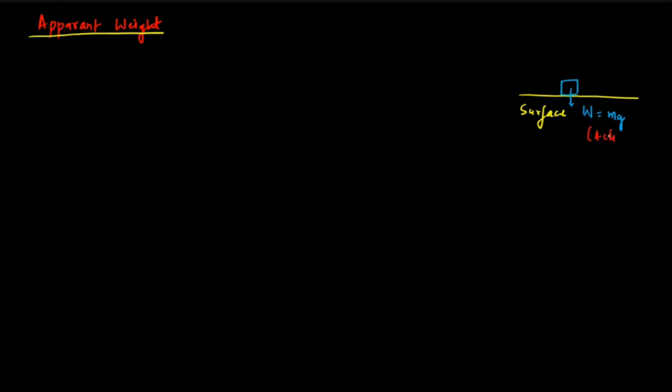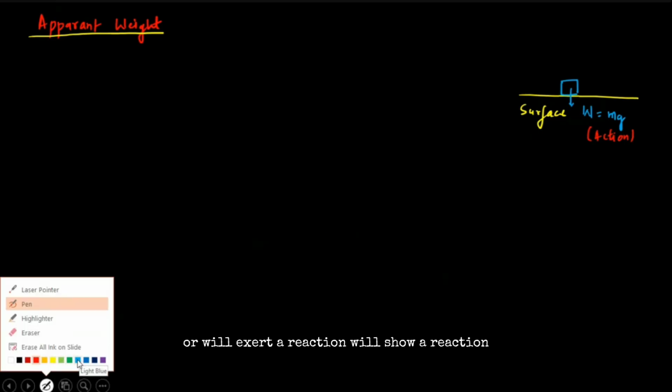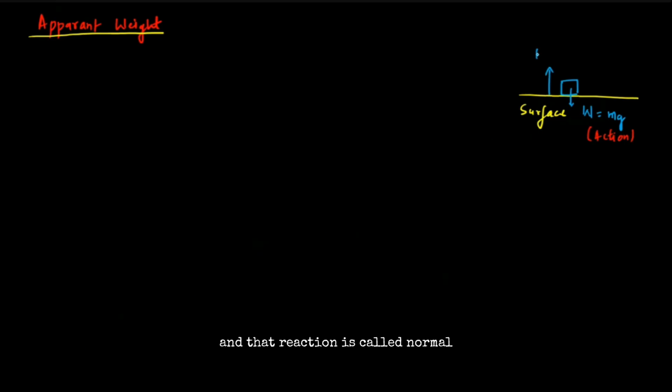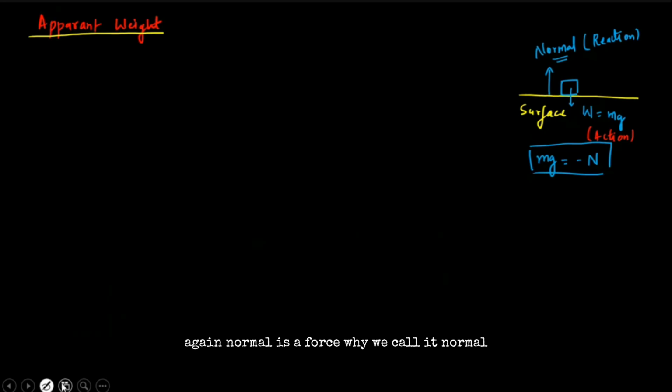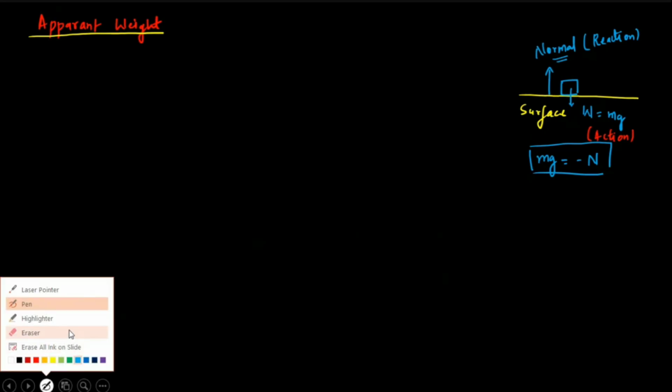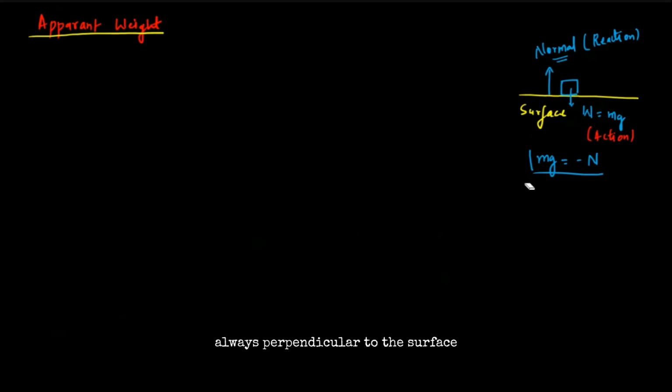So this is an action. Newton's third law says if there is an action, there is a reaction. So the surface will exert a reaction, and that reaction is called normal. From the contact, there is a normal acting in the upward direction. That normal is a force, a reaction force. Mg is always equal to negative of normal. Again, normal is a force. Why do we call it normal? Because it is always perpendicular to the surface.